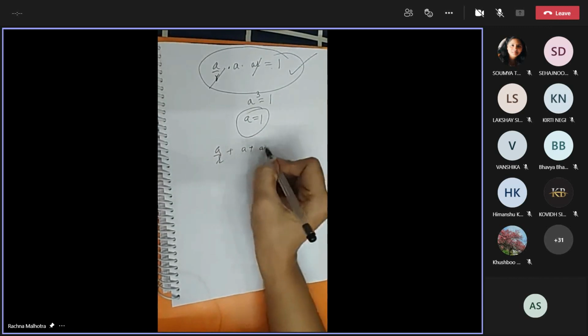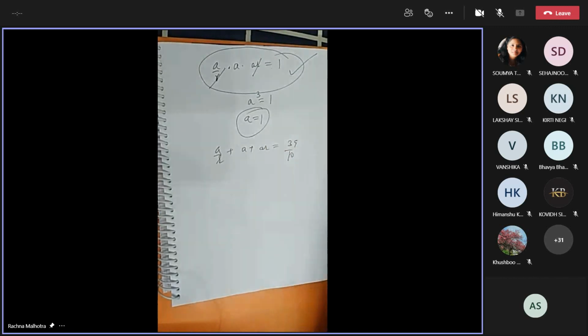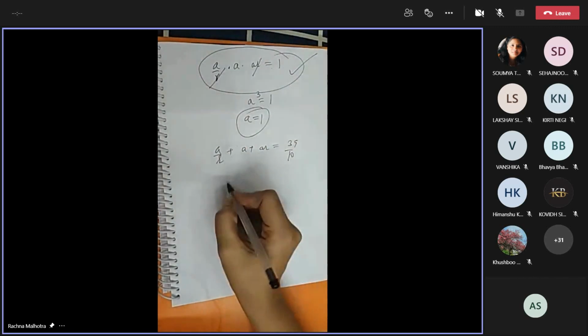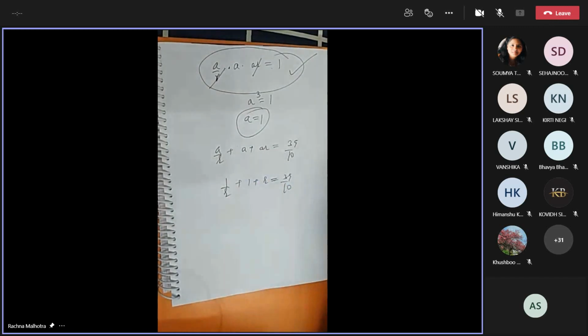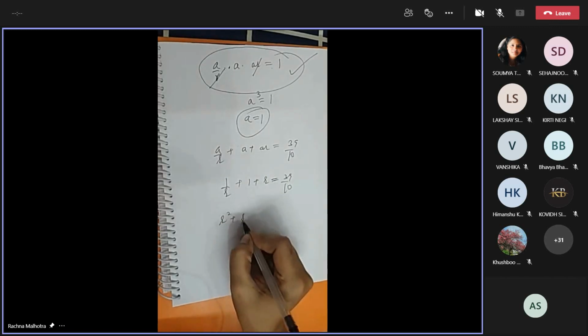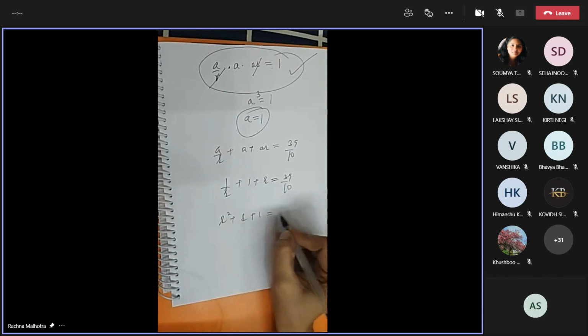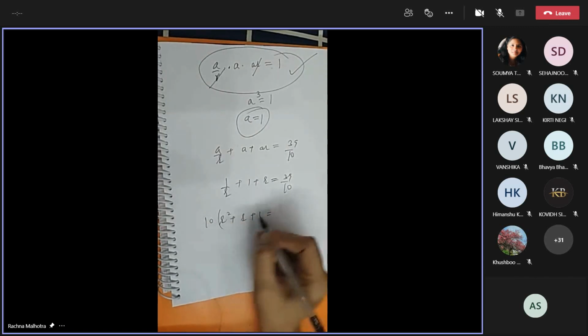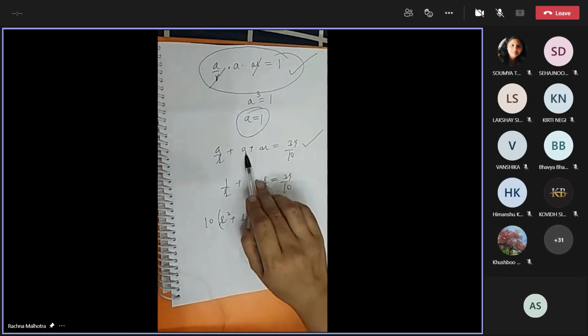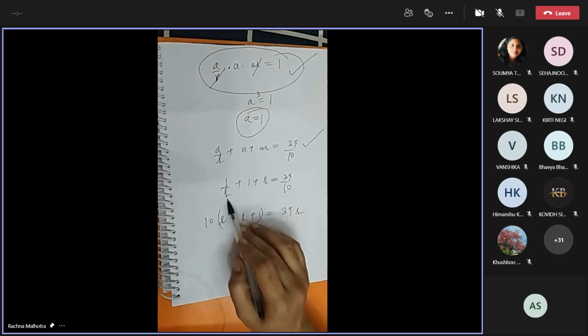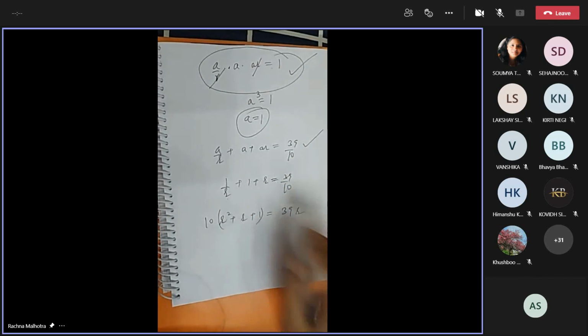Now the sum of terms is 39 by 10. So you can put A equals 1 here and find R. It will be 1 by R plus 1 plus R equals 39 by 10. So I think we will get a quadratic equation for R. This is R square plus R plus 1 and 10, equals 39R, if I'm not wrong. After taking LCM and shifting the terms here and there, you will get this. Please check.